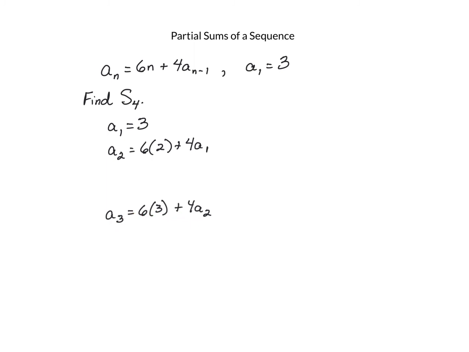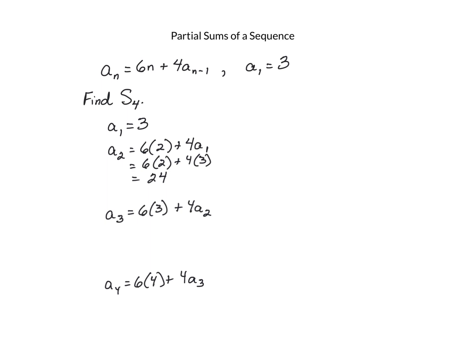And we need the fourth term as well, and it will be 6 times 4 plus 4 times a sub 3. Again, here's an a sub 4. That means we need the third term when we're trying to calculate it. So let's keep going. Let's pop in the numbers. Let's see, we're back up at a sub 2. We have 6 times 2 plus 4 times 3. I just substituted in a sub 1 right here. And let's do our calculations. We have 12 plus 12, that is 24.